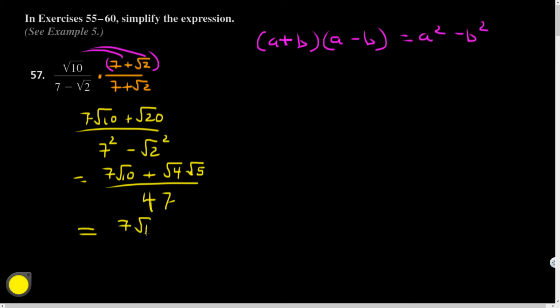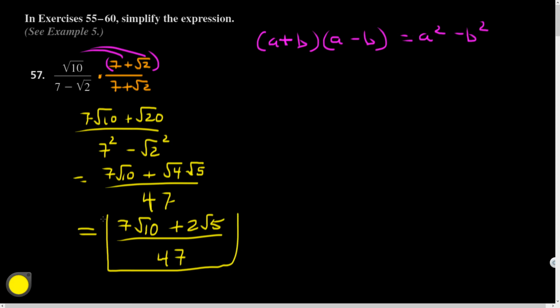So I've got 7 rad 10 plus 2 rad 5. I was kind of hoping that these would have ended up simplifying. Would have been cool. All over 47. And so this is my final answer.